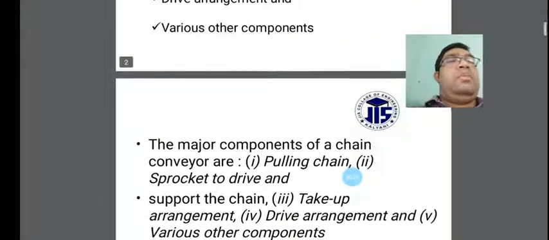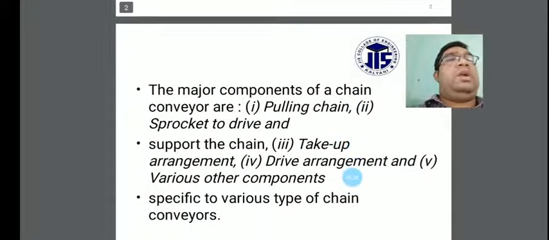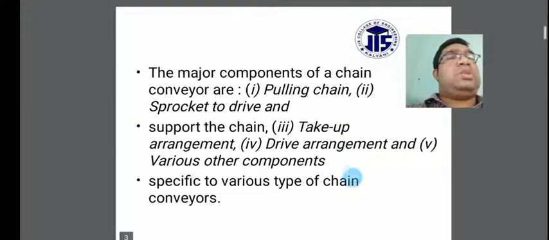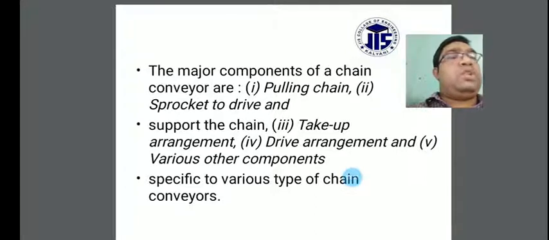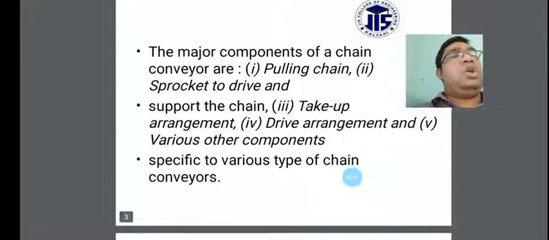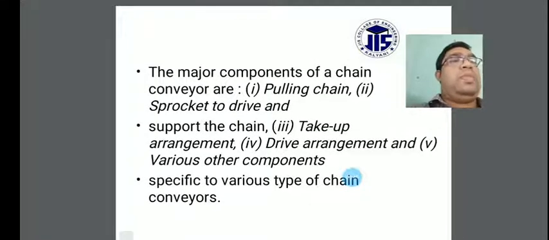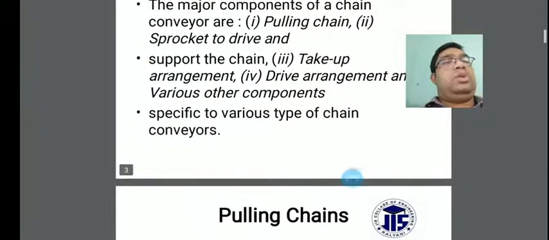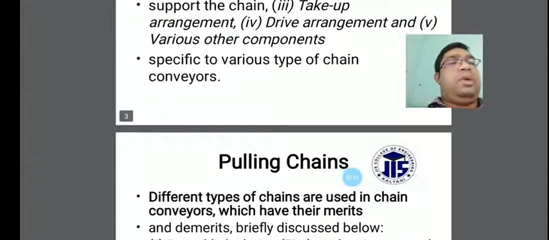The major components of chain conveyors are the pulling chain, the sprocket to drive and support the chain, the take-up arrangements, the drive arrangements, and various other components specific to various types of chain conveyors. The different arrangements will be used according to the various types of chain conveyor.